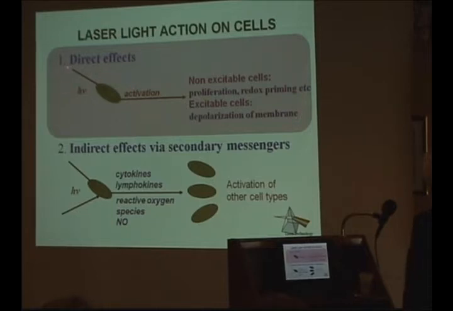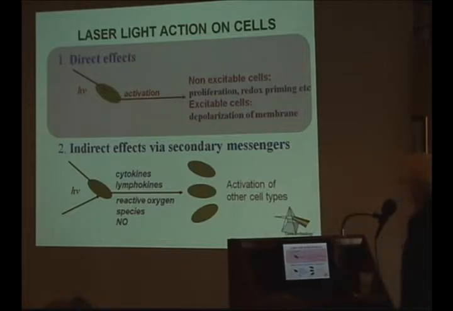I will speak about direct effects: when there is a cell here, this green one, you irradiate it and you get some activation. In this particular lecture, most of my examples will be connected with proliferation, redox priming of lymphocytes, for example, and activation of excitable cells like nerves.